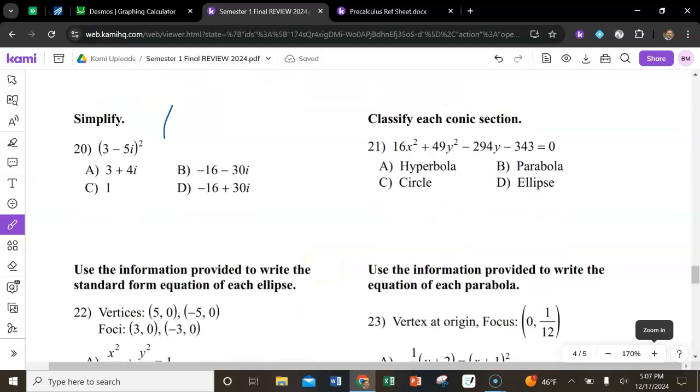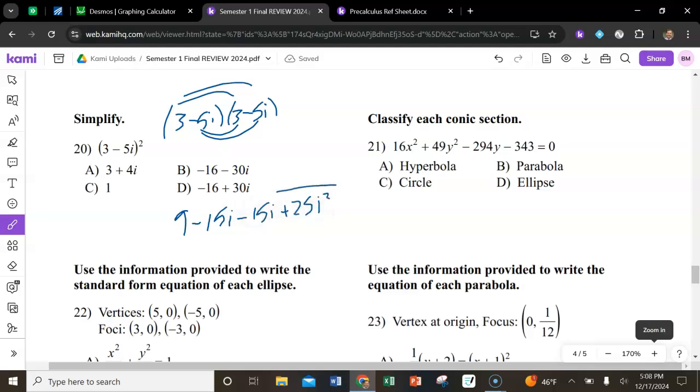On 20, you just want to write this twice. 3 minus 5i, 3 minus 5i, and we're going to FOIL this out. When you FOIL that out, you get 9 minus 15i minus 15i plus 25i squared. This is -25, which if I combine that with the 9 gives me -16. And if I combine my i terms, I get -30i. The answer is B.